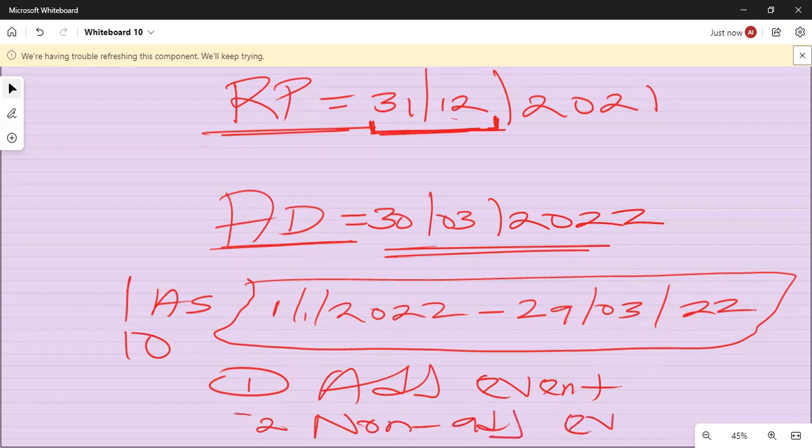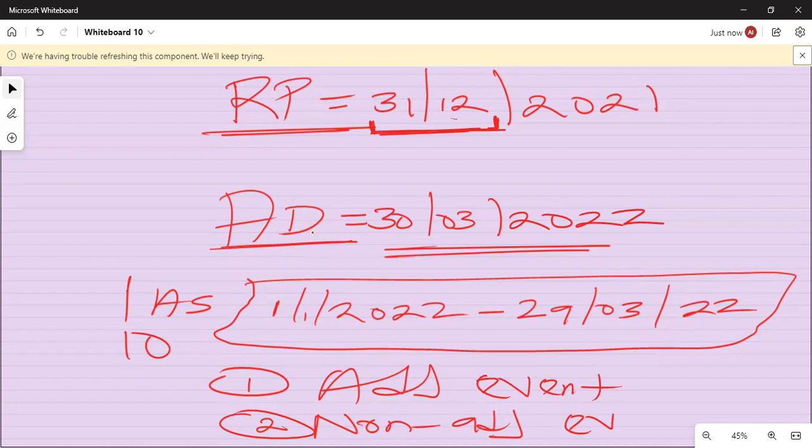Non-adjusting events. These are the two types of events: there's what we call adjusting events, and there's also what we call non-adjusting events. Don't forget what IS10 is talking about. IS10 deals with what? What are the events?